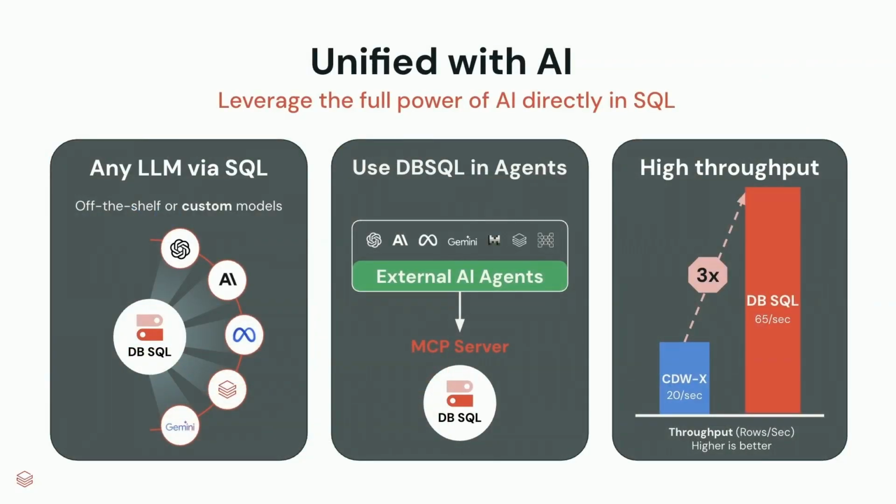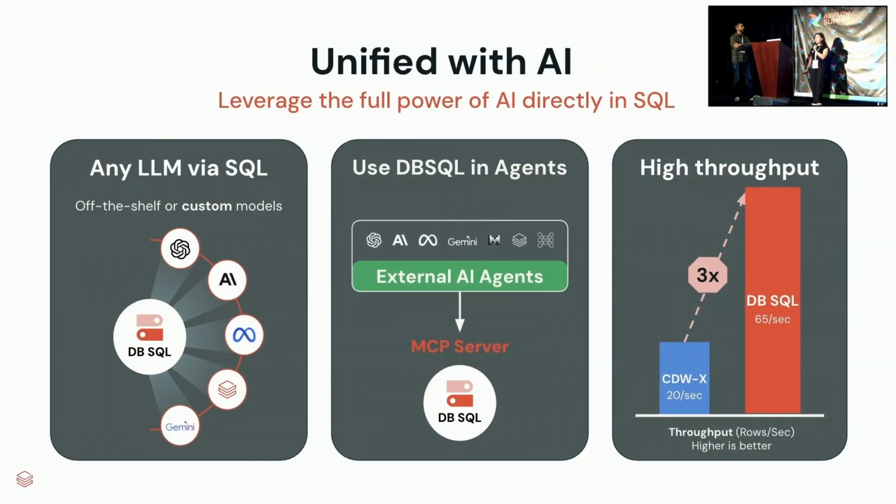And with DB-SQL, we also enable you to leverage AI right within your data warehouse. So you can call any LLM via SQL command using our AI query functions. So these work with OpenAI, Anthropic, Meta, as well as your own custom models that you fine-tuned. You can also use DB-SQL in your own agents that you build. So your own AI agents can query our data warehouse through our MCP server.